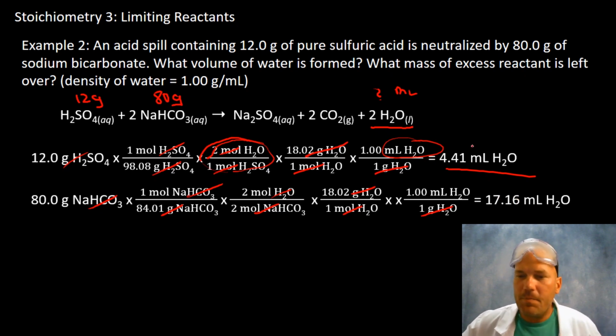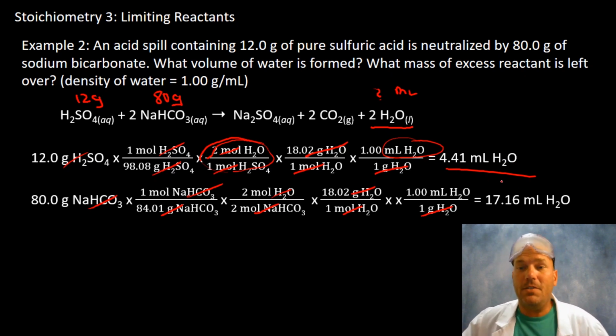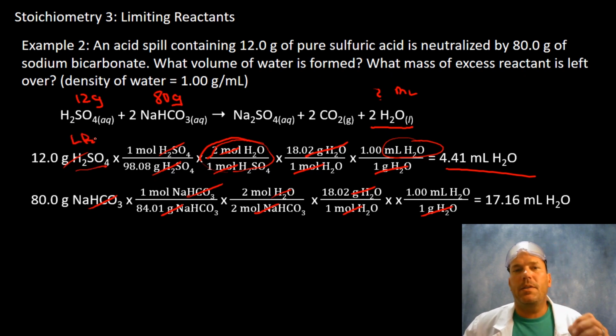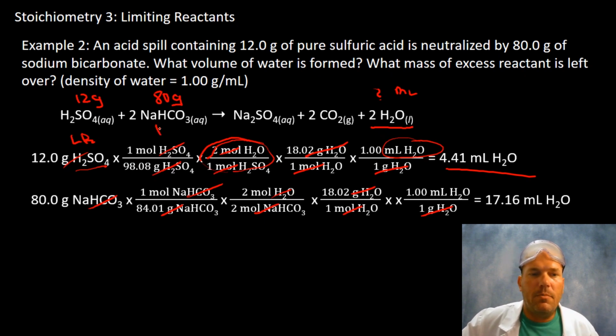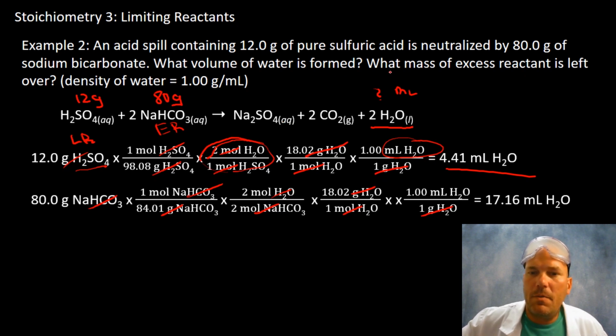So what's our answer? Well, I already alluded to that by underlining it and saying that's the answer, is 4.41 milliliters of water. That is our limiting reactant. So sulfuric is our limiting reactant. Sometimes I'll label it with an LR. And our sodium bicarbonate is our excess reactant or reagent. All right. So this is wrong because we are limited. It's like running out of cheese. So let's go and find the second part.